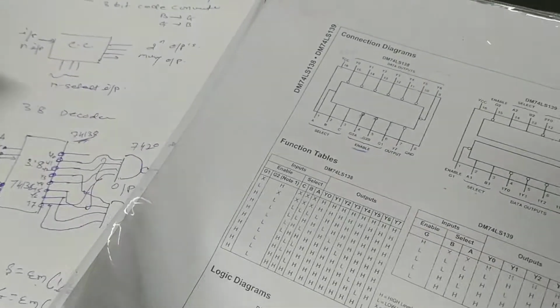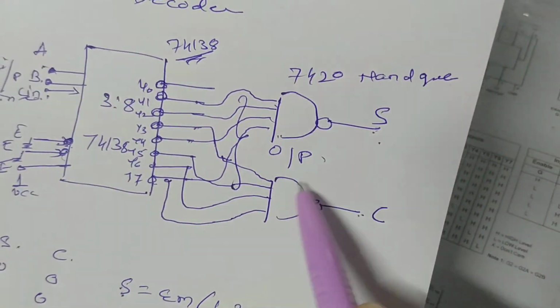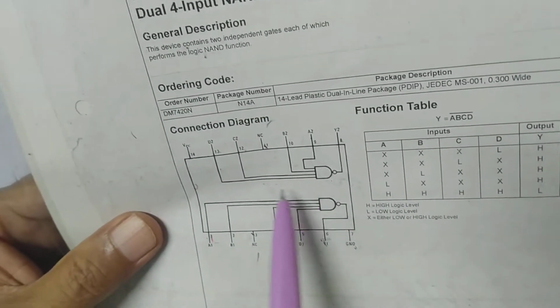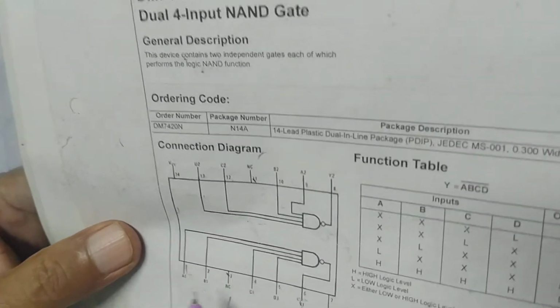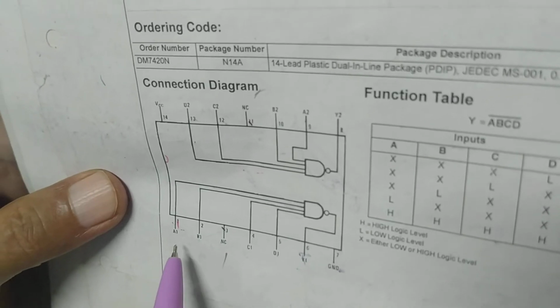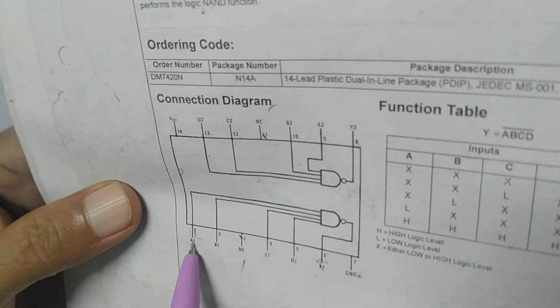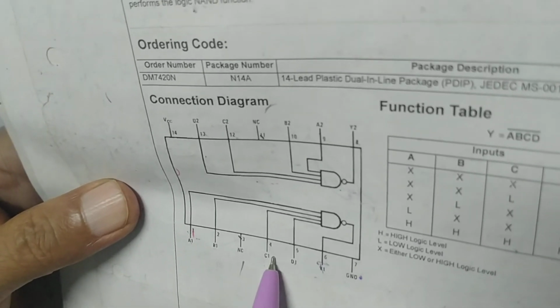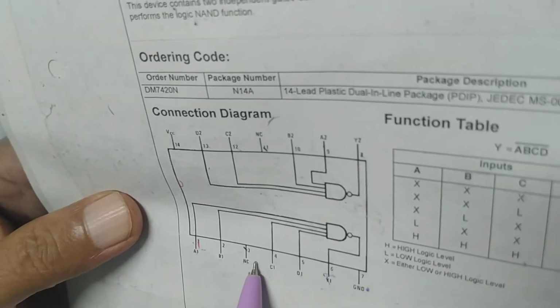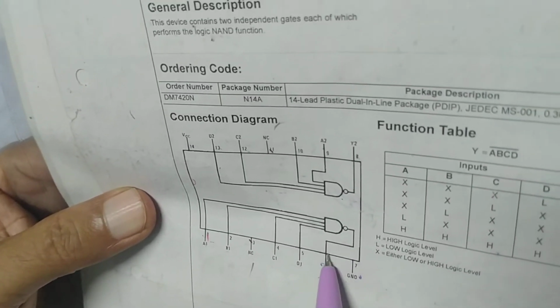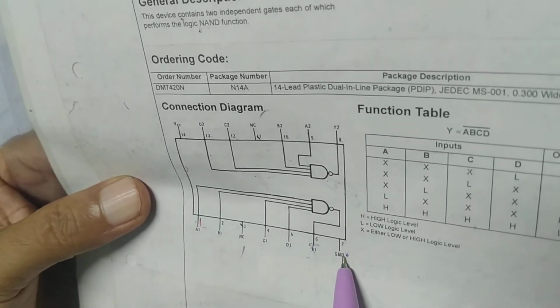Okay, then one more IC, the IC 7420. For that we have this pin diagram. You can see this IC 7420, and this is the pin diagram for that. This is a 14 pin IC, 7 pins on this side, 7 pins on the upper side. The first, second, fourth and fifth pins are the input pins. Third is a not connected pin, it is not used. Then 6 has the output. Okay, 7 is ground.